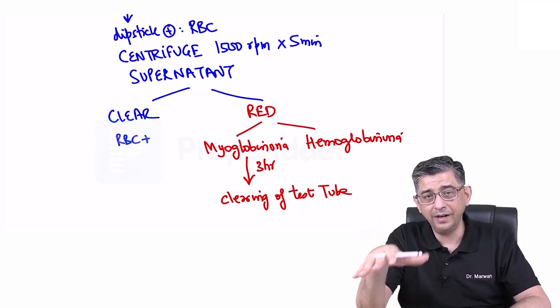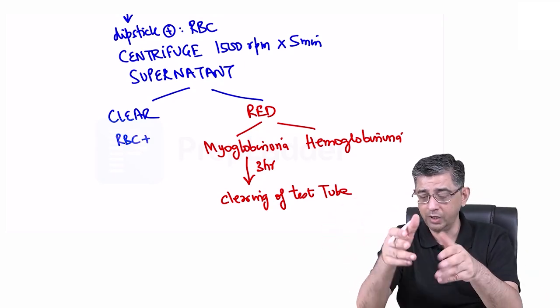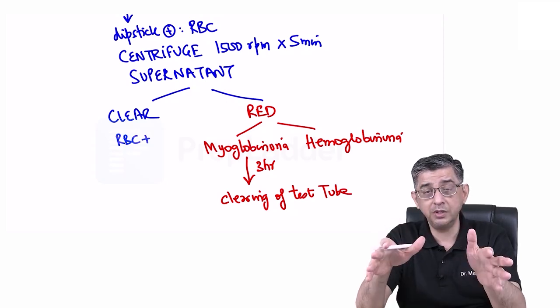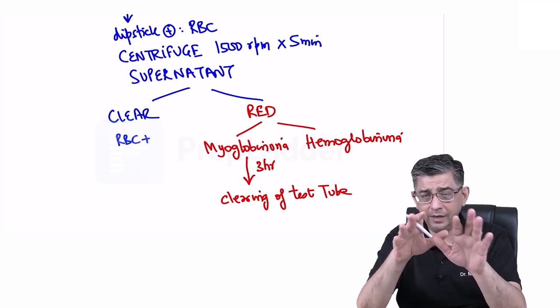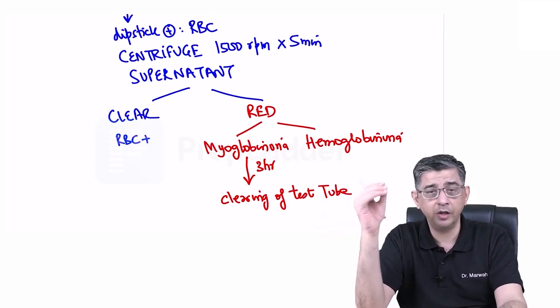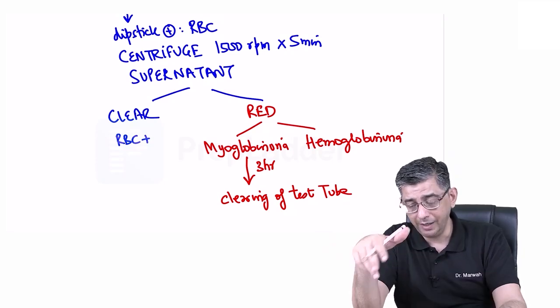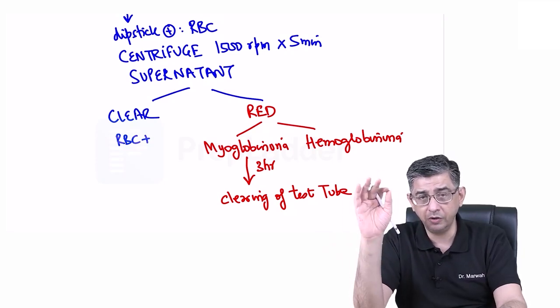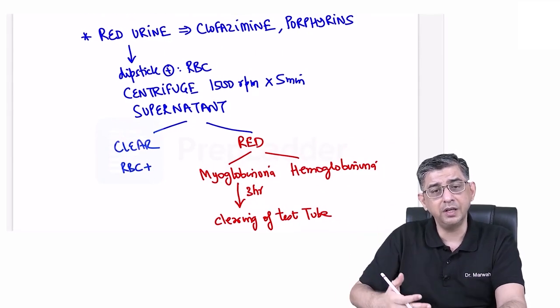What you have learned here is two separate aspects. One is if you want to pick up hematuria, one is obviously a dipstick, but to be 100% sure, what you can do is centrifuge the sample. If you get a clear supernatant, yes, the RBCs have settled down. If not, if the sample still remains red, there could be two possibilities, and considering myoglobin having a short half-life, clearing of the urine sample within 3 hours is an important aspect which can be asked in a longish clinical STEM question.